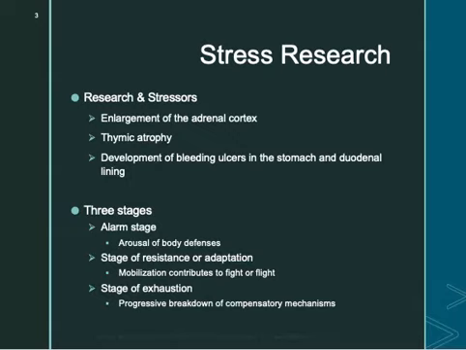Some basic foundational knowledge was gained through this research, and it found that there's an enlargement of the adrenal cortex, which obviously is related to cortisol release. Thymic atrophy, which is related to your immune system. Development of bleeding ulcers in the stomach or duodenal lining. These were the three key areas that were discovered through his research.